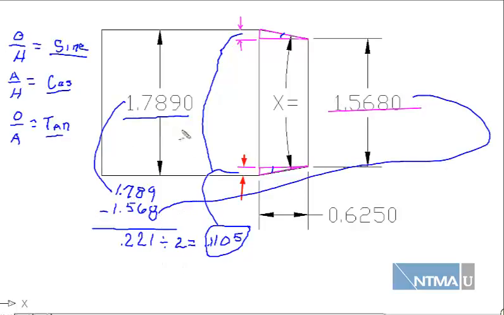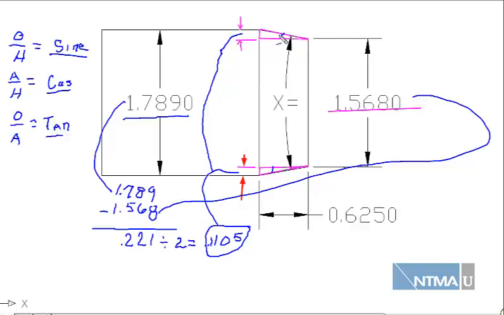That's right there. Take this minus this. You're going to get 221 thousandths total difference between the two. And then you're going to divide it into 2, and you're going to get 0.1105. So we have 110 and 5/10 here.